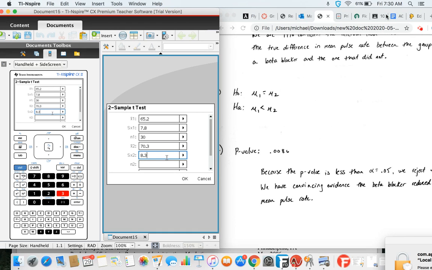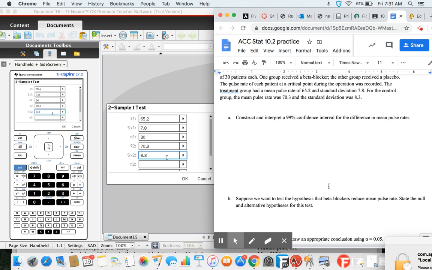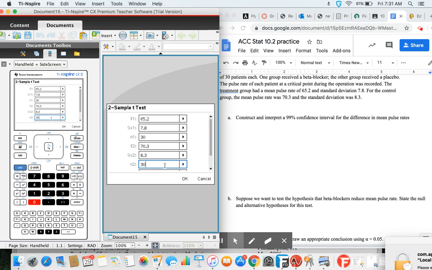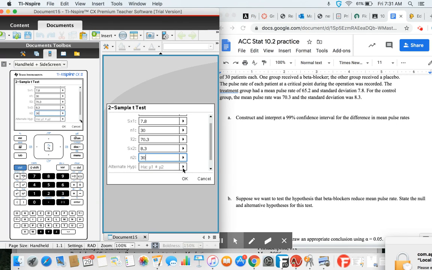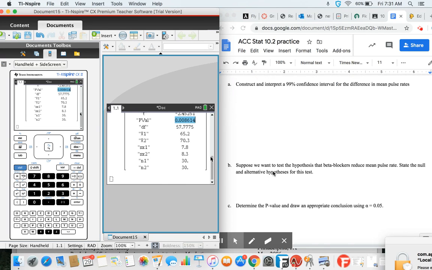I want to check those. I don't know if I remember them correctly. So let's check those out. 65.2, 7.8, 70.3. Yep, all good. Sample size was 30. Our HA, we said, is going to be a less than. We hit OK. And there's that p-value that we want, right? That's the number that we were asked to get.